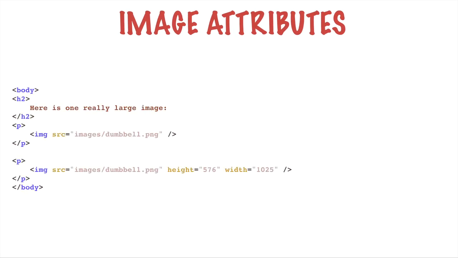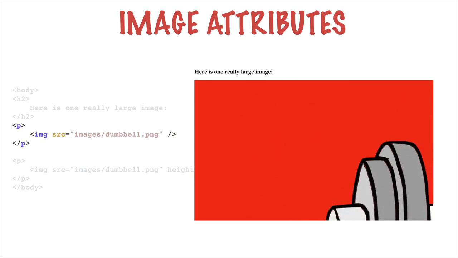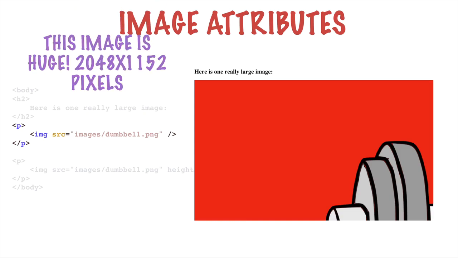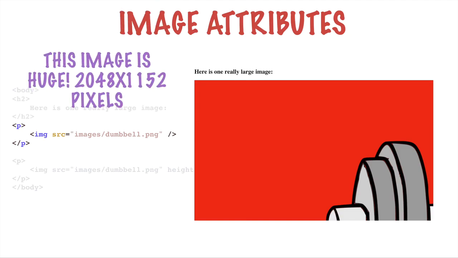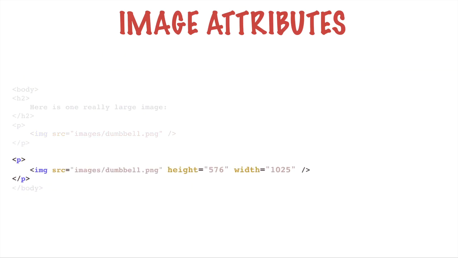Let's say we do not specify a height or a width for our image tag. By default, the image is going to be displayed with the size or the resolution that the server served it up with. In this example that you can see on screen now, we have an enormous image. It's 2048 by 1152 pixels. This image will not fit on the page at all. You'll have to scroll in order to see it.